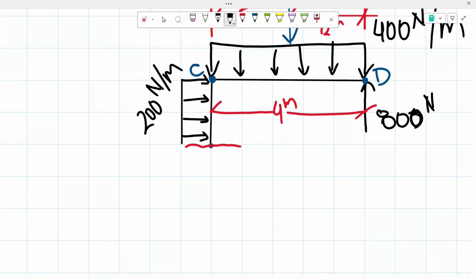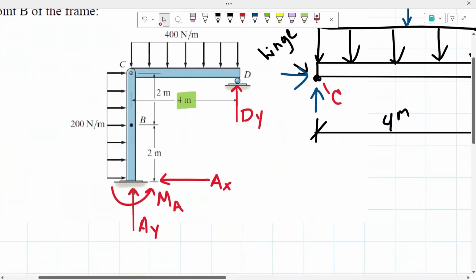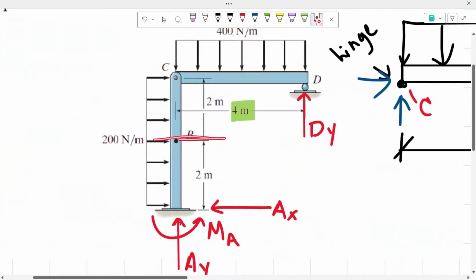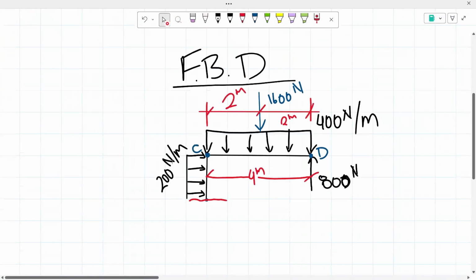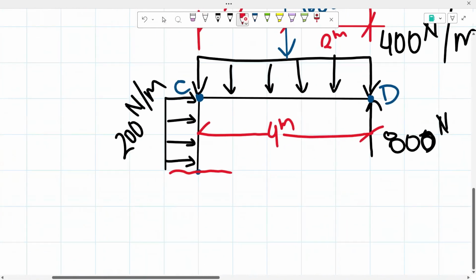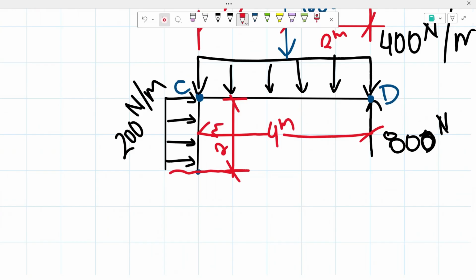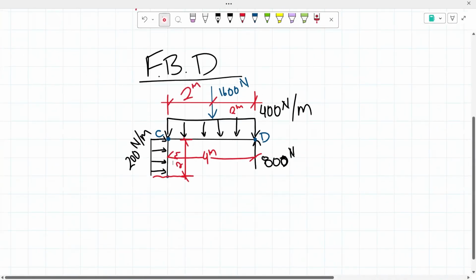We know that from up here, from point B, which is where we did the cut, to C, there is 2 meters of distance. So we know that all of this, from here to here, has a distance of 2 meters. And I think that's everything.